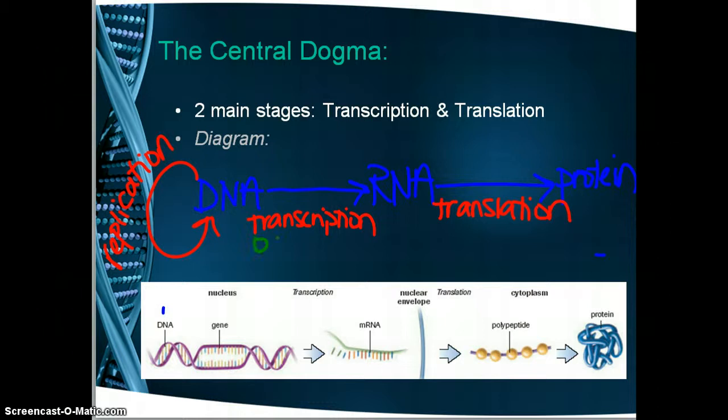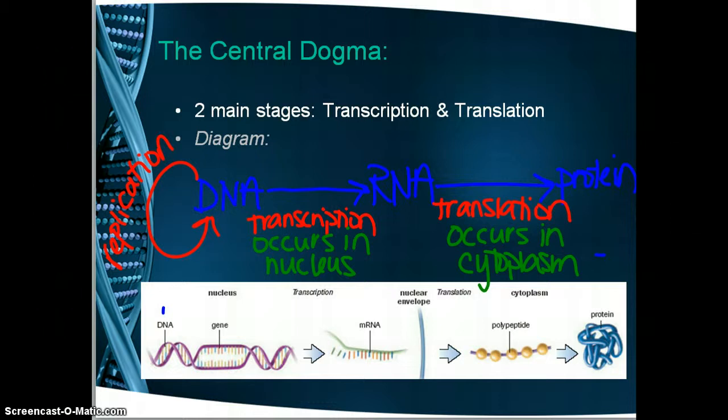Transcription happens in the nucleus. We know that because that's where DNA is housed. And then translation actually happens in the cytoplasm. So we'll get into those details as we get to that process a little bit more. So you need to have that whole diagram, please, copied down. The diagram below is the one out of your textbook.